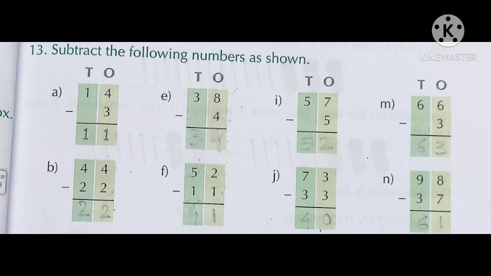See the next one. 38 minus 4. Here we deduct the ones side first. 8 minus 4 will be 4. And we don't have anything to deduct from 3 on the tens side, so we'll just copy down 3. So the answer will be 34. So you can see the questions and the answers.